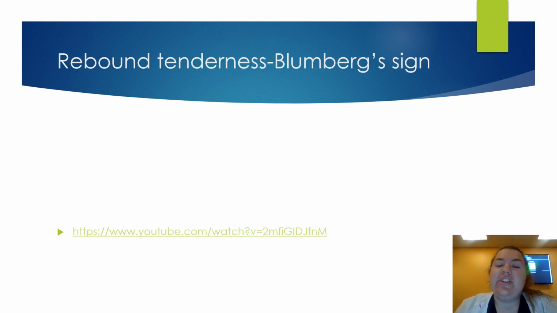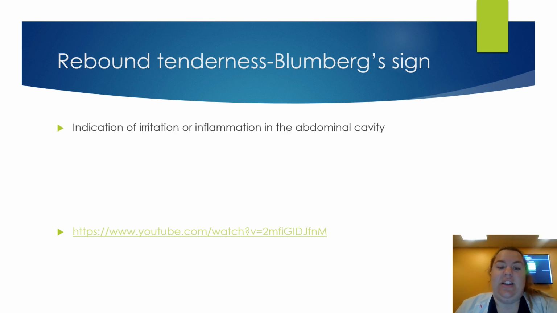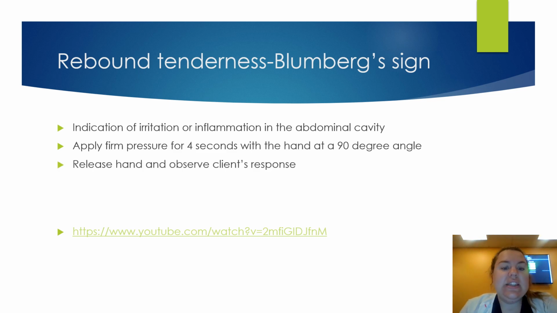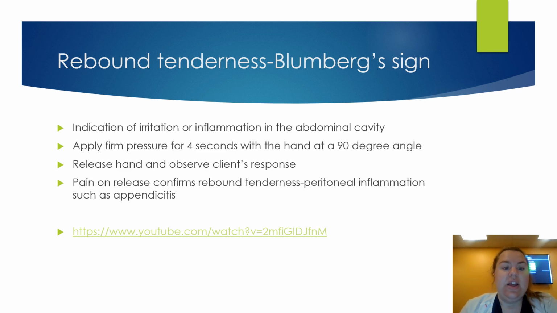Now, rebound tenderness. This is called the Blumberg sign. This is an indication of irritation or inflammation in the abdominal cavity, such as appendicitis. What you're going to do is apply firm pressure for 4 seconds with the hand at a 90-degree angle. You're going in, 4 seconds, hold it, and then let it go. You're releasing the hand, you're seeing the response. Pain can confirm any peritoneal inflammation such as appendicitis.